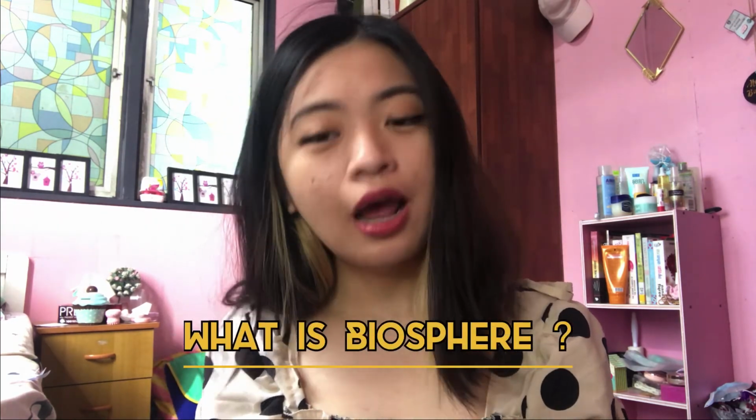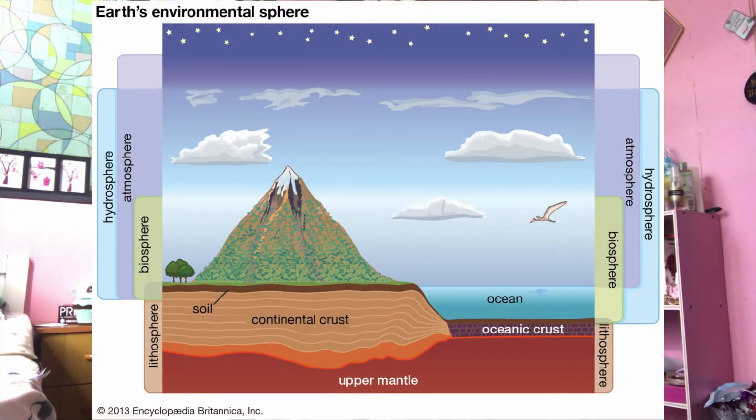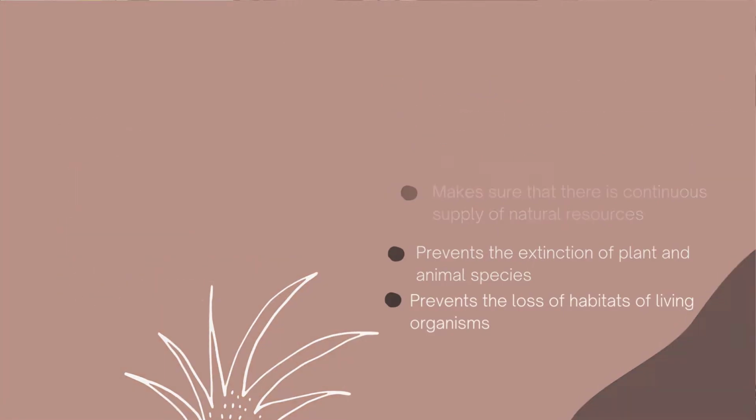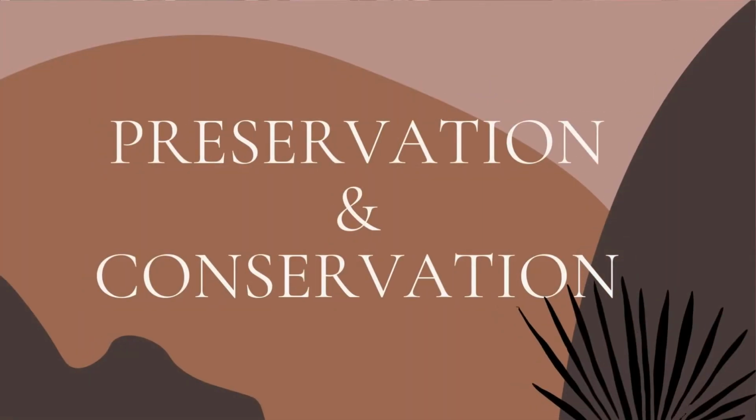I would like to share about the biosphere. Now, what is the biosphere? The biosphere is a global ecosystem composed of living organisms and the abiotic factors from which they derive energy and nutrients. It is very important for us to preserve and conserve the biosphere to provide a clean and healthy environment, reduce the problems of environmental pollution, maintain stability and balance in nature, make sure that there is a continuous supply of natural resources, prevent the extinction of plant and animal species, and prevent the loss of habitats of living organisms. Preservation and conservation.